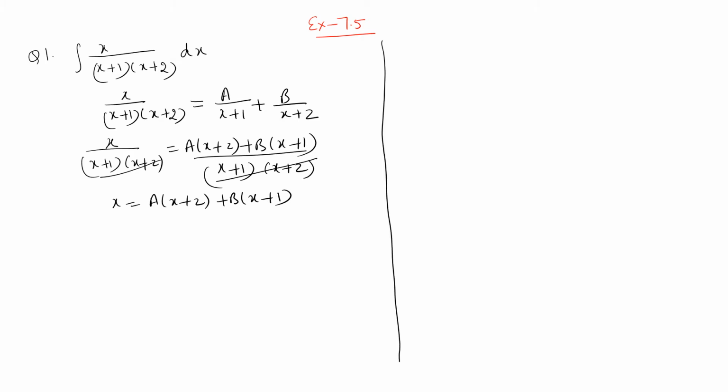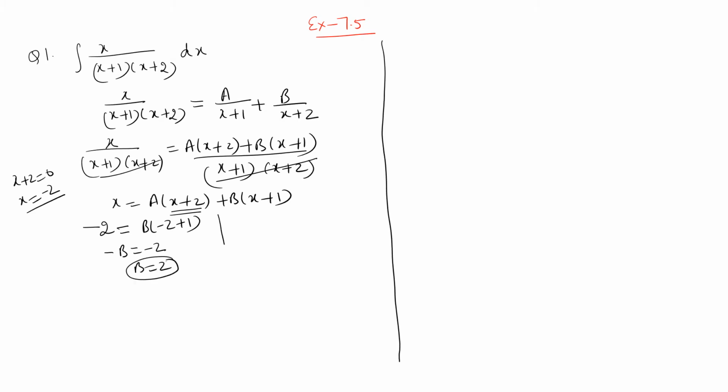For it, firstly, what will I do? See this factor and equate it to 0 to get the zero. So the zero is x equal to minus 2. Now put x equal to minus 2 in this whole expression. So what will you get? Minus 2 on the left side, equal to, this term becomes 0 as minus 2 plus 2 is 0, b times minus 2 plus 1. So I'll get minus b as minus 2, so b is 2.